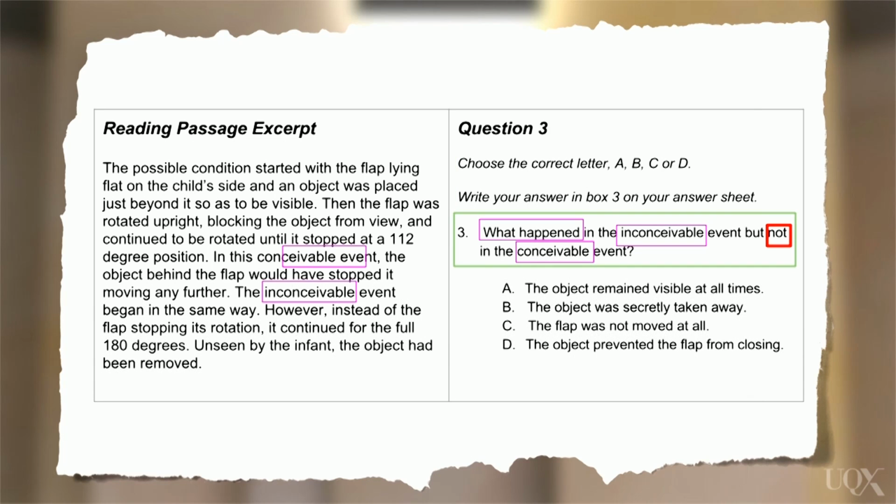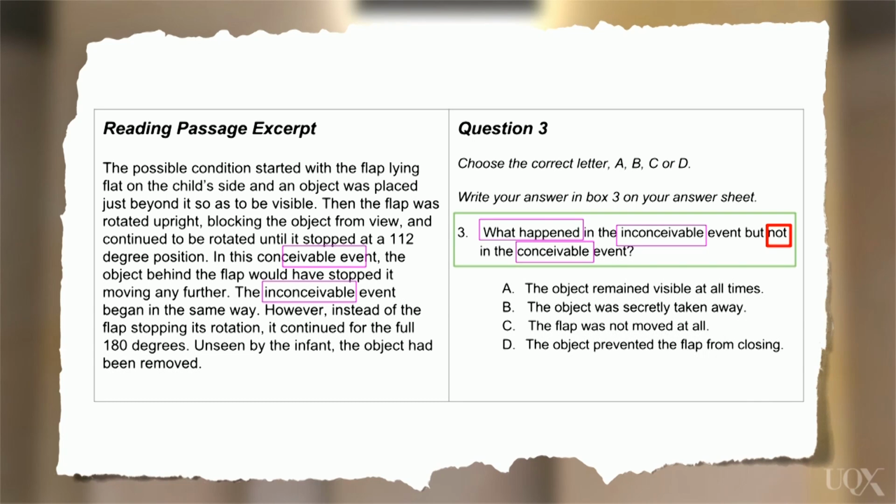Now let's read the question. It's a good idea to underline or circle key words in the question. In this question, you're being asked about an experiment. So we can see that we're being asked to find out something that happened in the inconceivable event, but didn't happen in the conceivable event. We can use these keywords in the question to quickly find the section of the passage that we need to read carefully to find the answer. So now we look at the text and the keywords tell us that we're in the right place.